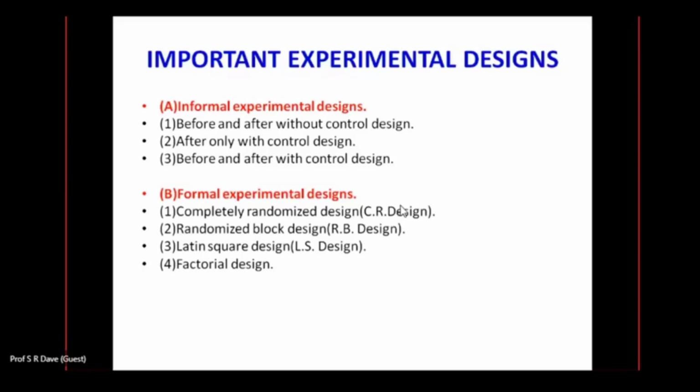In case of informal design, first is before and after without control. Second one, after only with control. And third one, before and after with control. Have you thought about these three possibilities? If you have thought about them, then you know what type of mistakes we are making. If you have not thought about them, then the mistake will continue during your process.